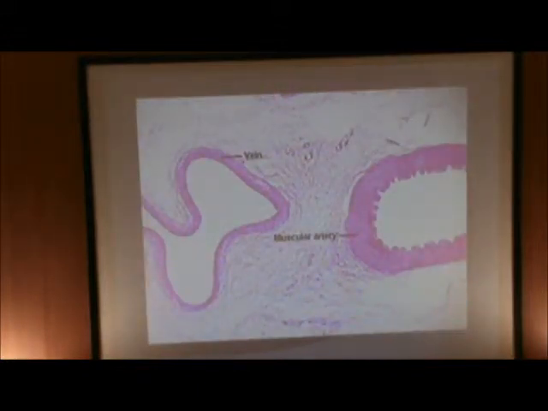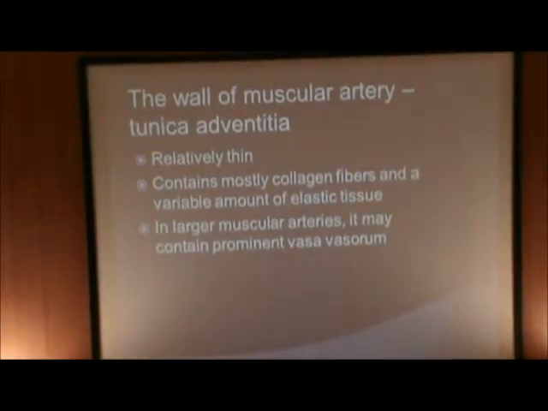And here we have muscular artery, very clear, and a lot of smooth muscle cells which are arranged in 40 layers in the tunica media. Tunica adventitia is thin and it is composed of connective tissue elements. They are collagen fibers and elastic fibers. In large muscular arteries, tunica adventitia may contain vasa vasorum.